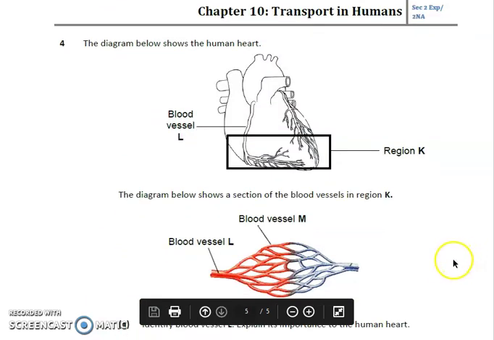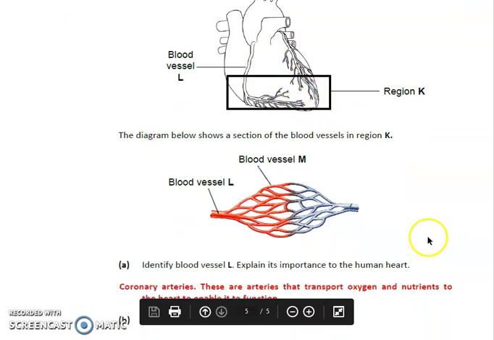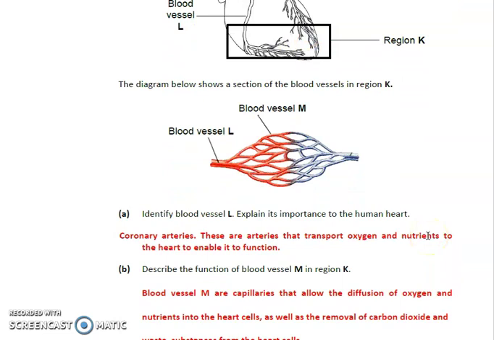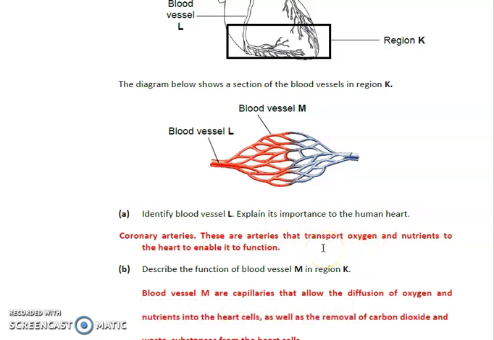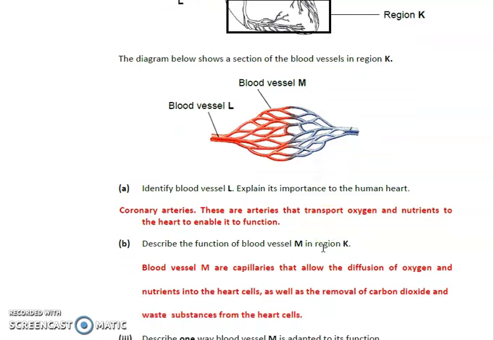Question 4. This is the human heart over here. Identify blood vessel L and explain its importance to the human heart. L is the coronary arteries. They transport oxygen and nutrients to the heart to enable it to function.